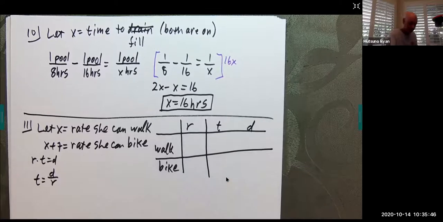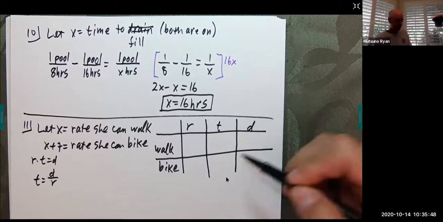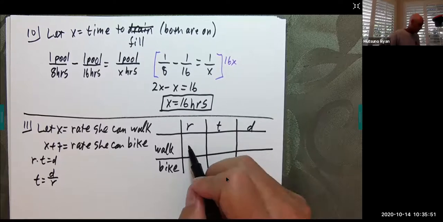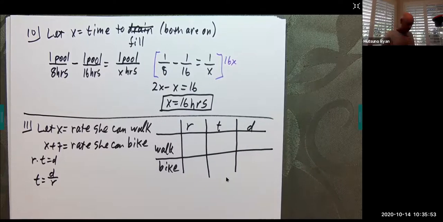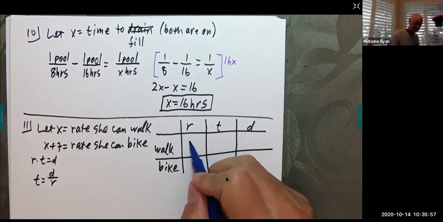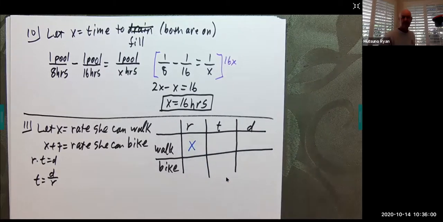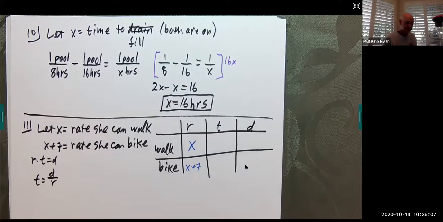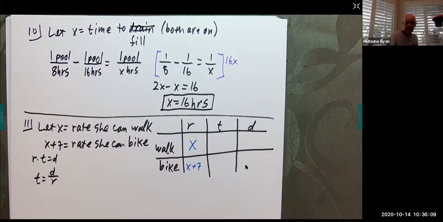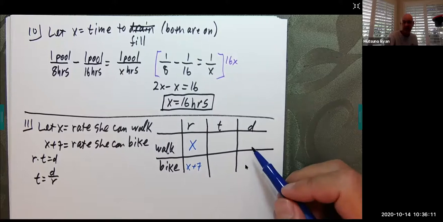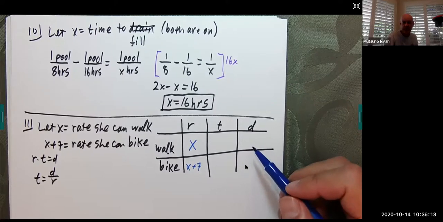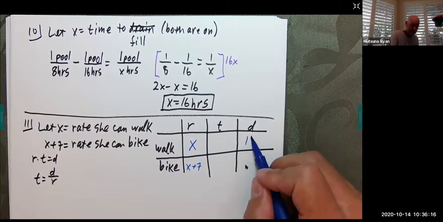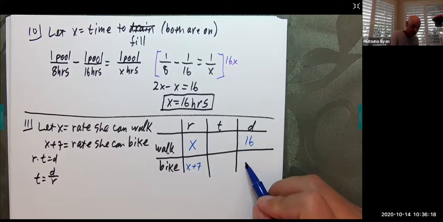I'm going to use a table to help me organize my stuff. The rate she can walk is x. The rate she can bike is x plus 7. She's faster on a bike. Makes sense. The distance she can walk is 16 miles. The distance she can bike is 44 miles.